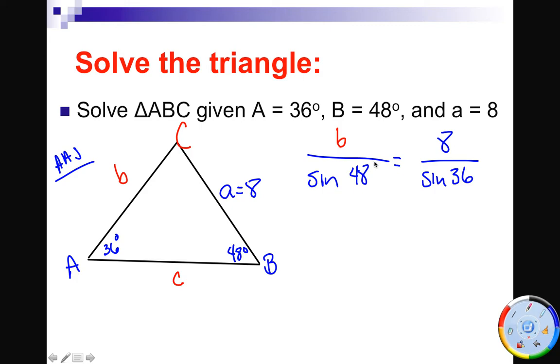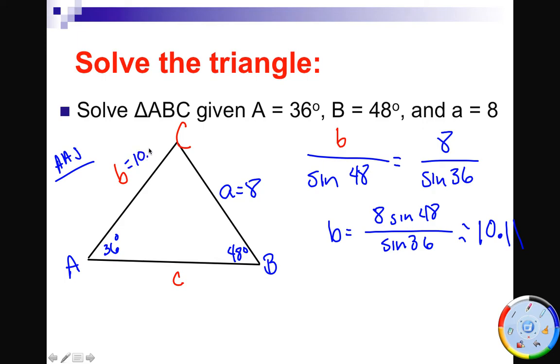Now here's why this is actually a very simple process. Solving for b just says multiply both sides by sine of 48. So I get b is equal to 8 times the sine of 48 all over the sine of 36, which is approximately, if you do this on your calculator, in degree mode, make sure you're in degree mode, I go 8 sine of 48 divided by sine of 36, and you can do it all at once. I get approximately 10.11. So that means little b is 10.11.